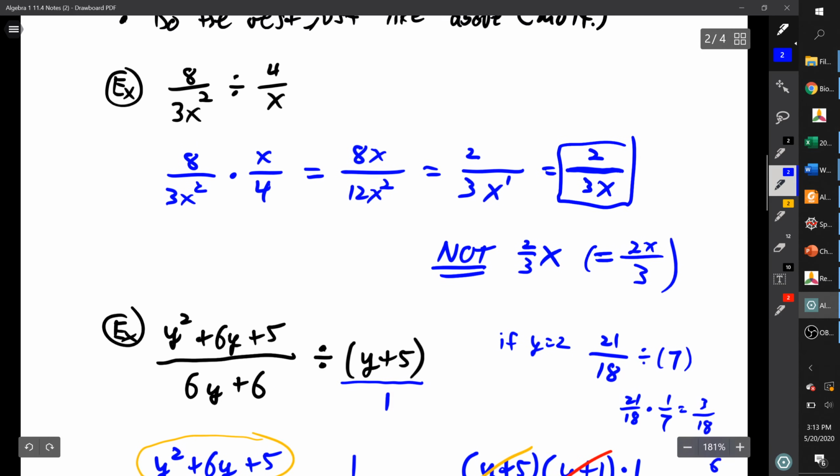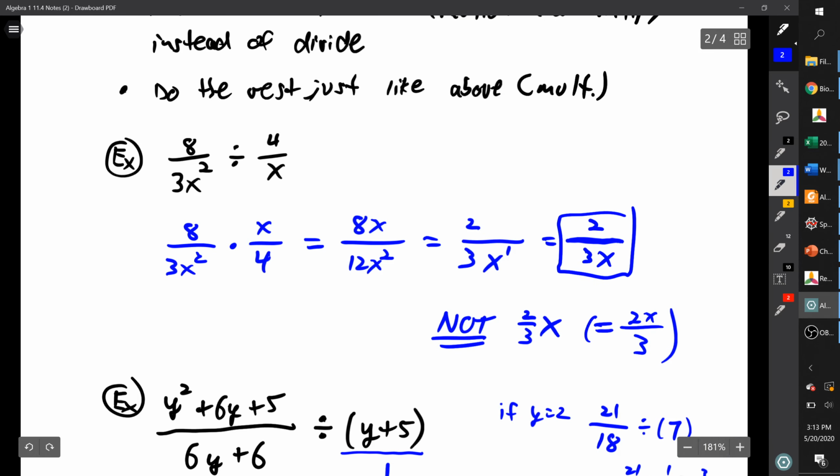You can check the same thing with one like this, and you can say, well, if I'm right, I can plug whatever number I want in, and it'll simplify to be the same thing. So then let's check maybe if x is, we'll go with x is 2 again. We'll say if x is 2, then I'd get 8 over 3 times 2 squared. 2 squared is 4. 3 times 4 is 12. Divided by 4 over 2.